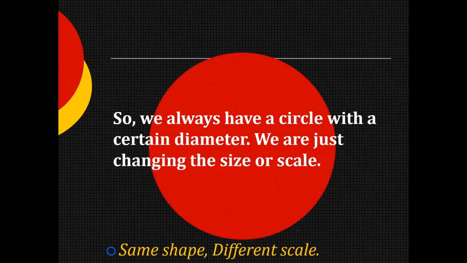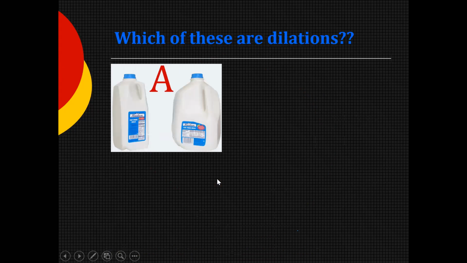All right. So we always have a circle, so same shape with a certain diameter. We are just changing the size or the scale. So that's what they were trying to bring about in these examples.